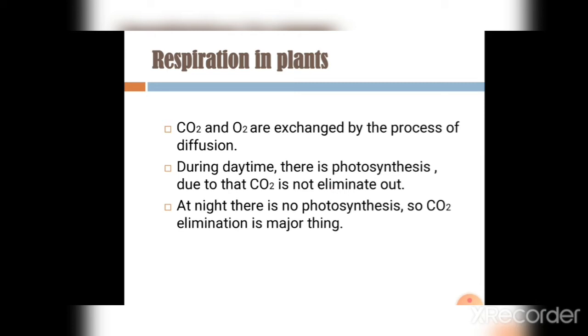During daytime, within the plants, photosynthesis is happening. And for that photosynthesis, a major factor is carbon dioxide. So the carbon dioxide from the atmosphere is utilized during the daytime, so there is no elimination of carbon dioxide. But at night time, there is no photosynthesis happening, so carbon dioxide is eliminated out. So this is what happens.